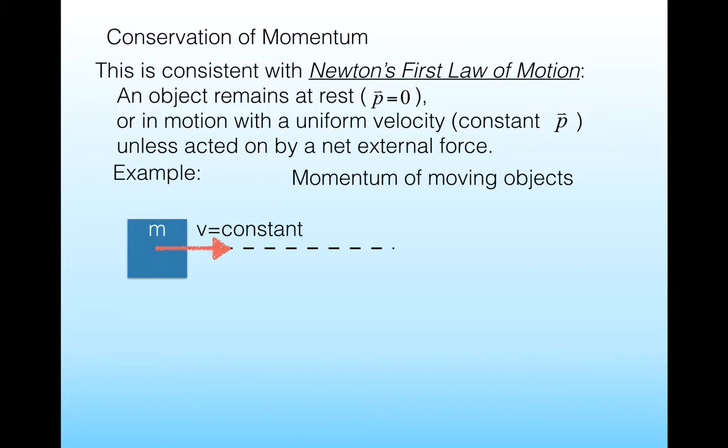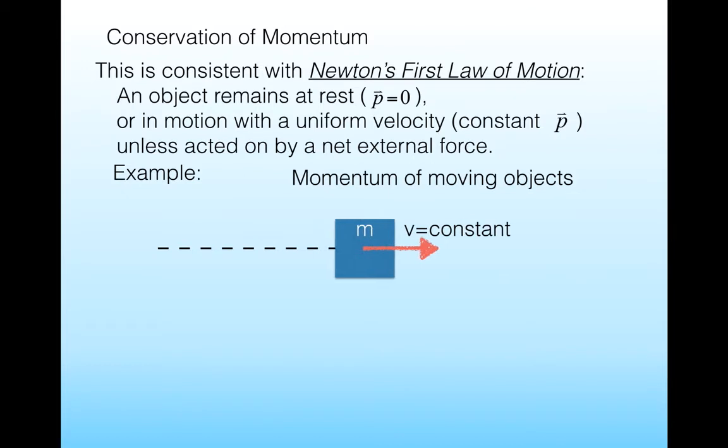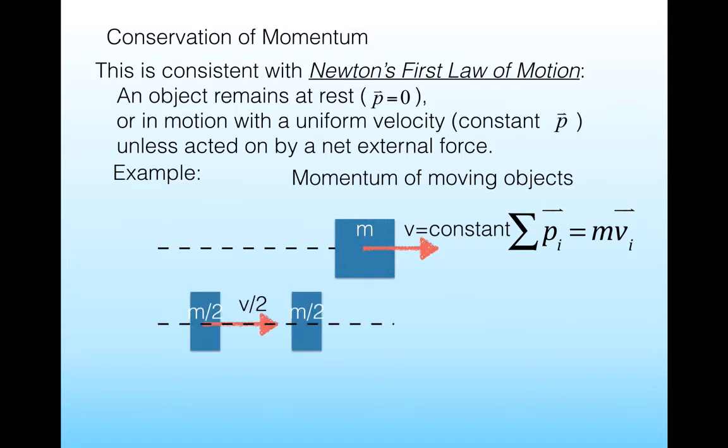Now we can do an even more complicated problem. In this problem, we're going to have a mass moving with a constant velocity. And because of this, we can say that it has some momentum, which is equal to mv. I'm going to call this the initial momentum because something is going to happen to this block. At some point while it's moving, its mass is going to break into two.